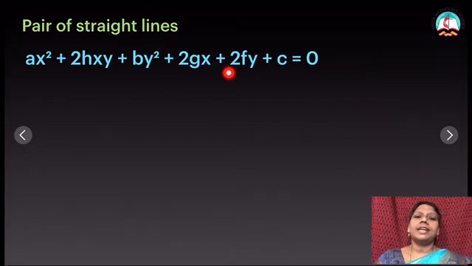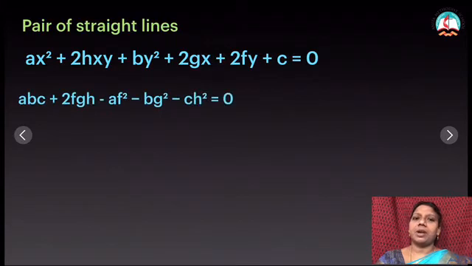Now using these we are going to find out certain values. I just said it has two straight line equations, but what kind of straight line equations are there? Suppose I say that the corresponding equation has two straight line equations, then it should satisfy a condition. What is it? abc plus 2fgh minus af square minus bg square minus ch square is equal to 0. If it satisfies this condition, then we can say that it has two straight line equations.